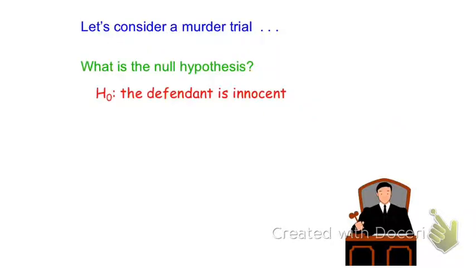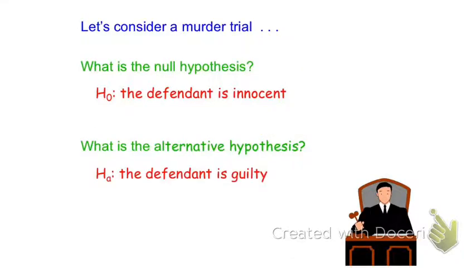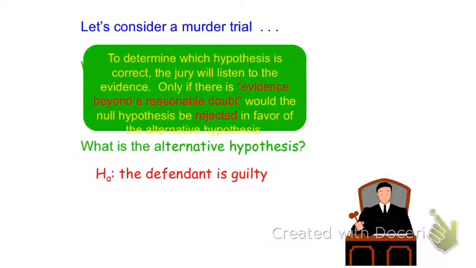So we assume that they're innocent until proven otherwise. We're trying to prove them to be guilty. So that's what I believe, but everyone else claims that this person is innocent. I'm going to go in and try to prove that person guilty. So that's my competing claim. The only way that we can prove this person to be guilty is if we have what? Evidence beyond a reasonable doubt.